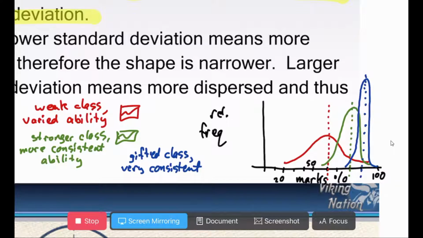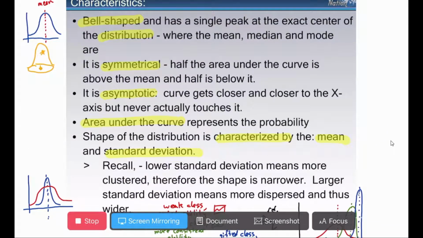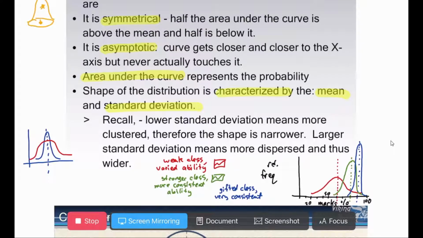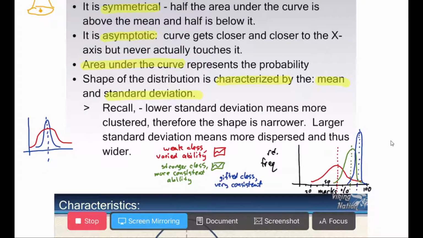So just to get a feel for how the value of our mean affects our normal curve, it moves it left and right. And then the standard deviation, or the value of consistency in the class, how consistent the values are, is going to determine the width of our graph. But overall, the shape is going to be the same. Still going to have those common characteristics of being bell-shaped, of being symmetrical, and of being asymptotic, that it approaches the x-axis but never actually touches it.